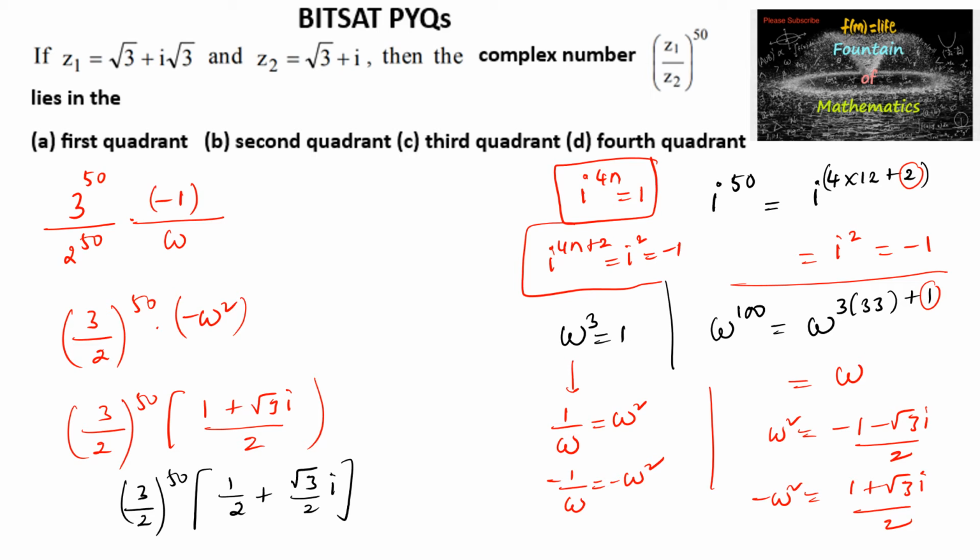So here we can see that the real part and imaginary part both are positive. 1 by 2 is positive, root 3 by 2 is also positive. So we can consider (3 by 2) whole power 50 is also positive. So we can say that this complex number lies in the first quadrant. When the x coordinate and y coordinate are both positive, a complex number will be lying in the first quadrant. So we can go with option A, first quadrant.